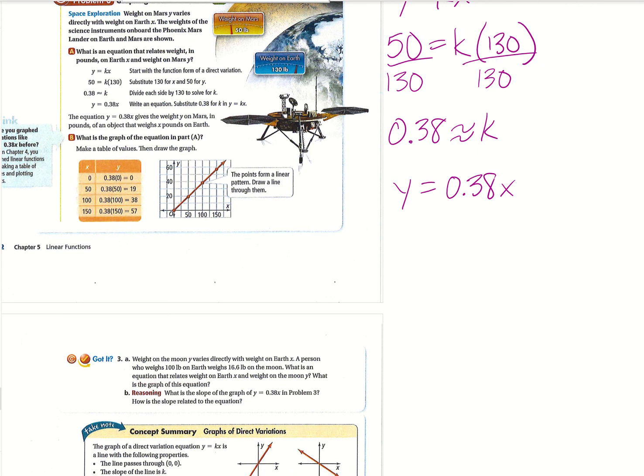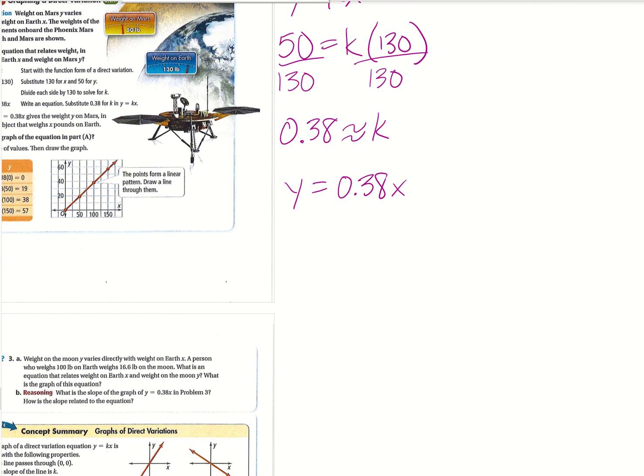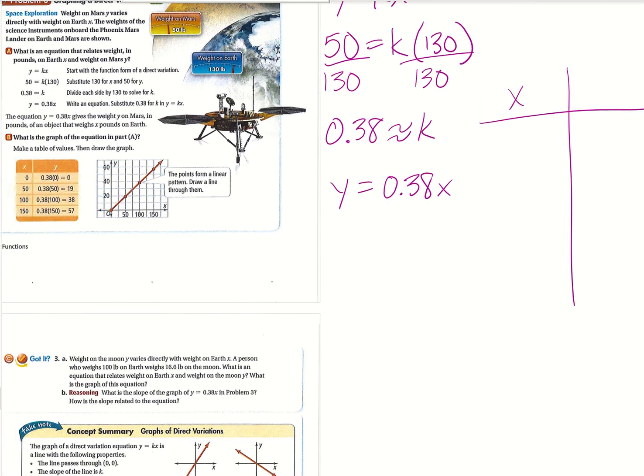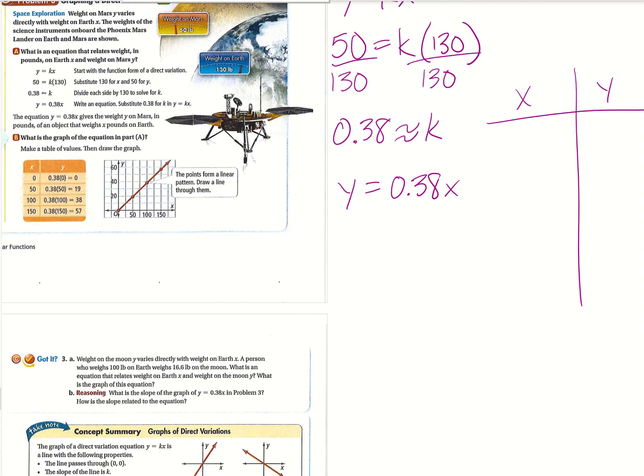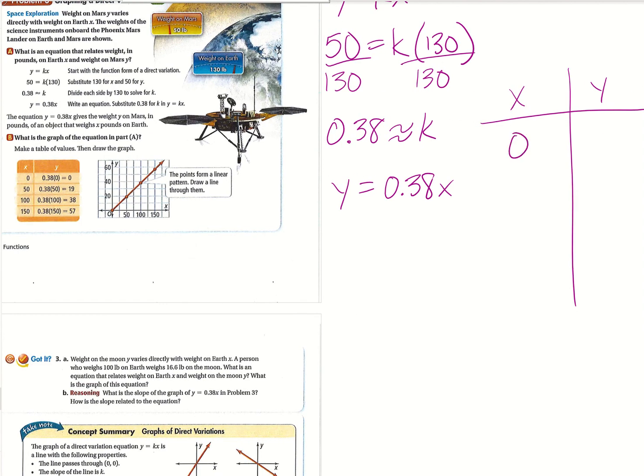You'll make a table of values. All right, so what you're going to do here is we're going to plug in for x and y. All right, and then they do 0, 50, 100, and 150.